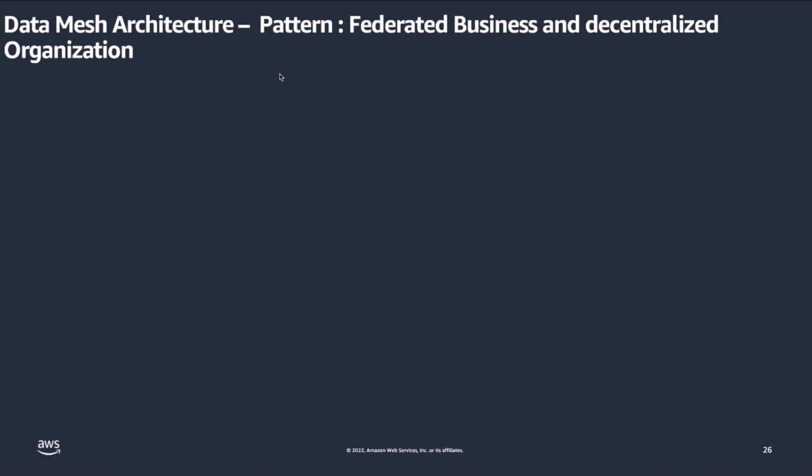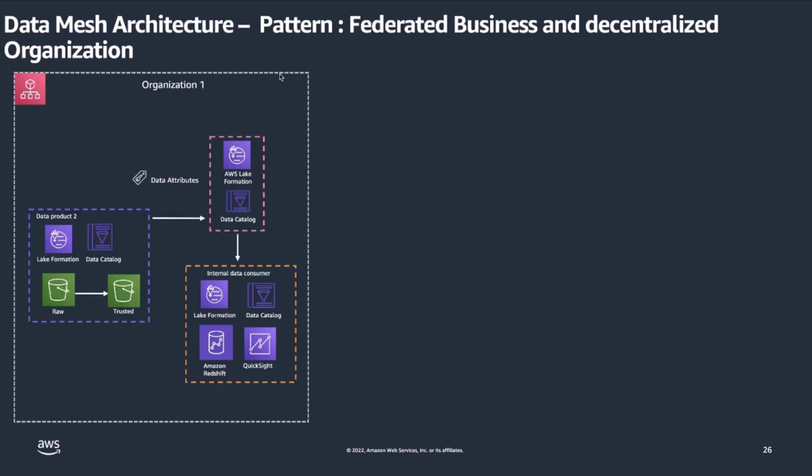Let's look at the third design pattern, which is how do we support a federated business and a decentralized organization? They're entirely different. They maintain and manage their own catalogs, and how would we want to support that? So this is one set of organizations where, if you take the previous model and align it into this one, each organization maintains their own products and consumers.